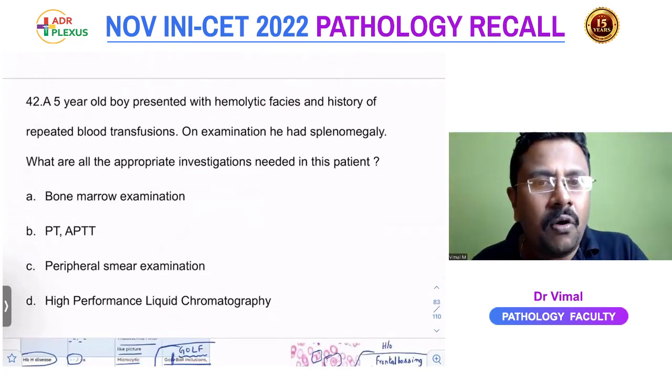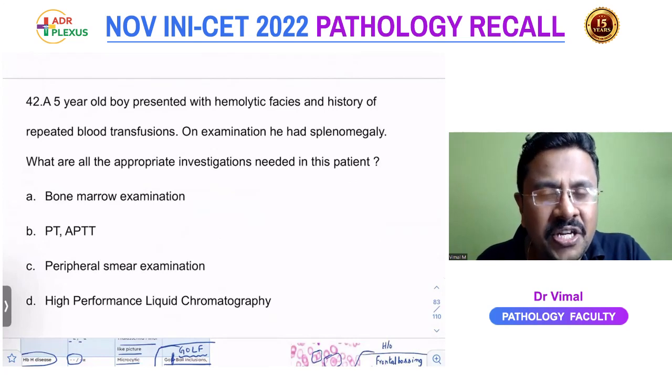A 5-year-old boy presented with a hemolytic facies and a history of repeated blood transfusions. On examination, he had splenomegaly. What are all the appropriate investigations needed in this patient?